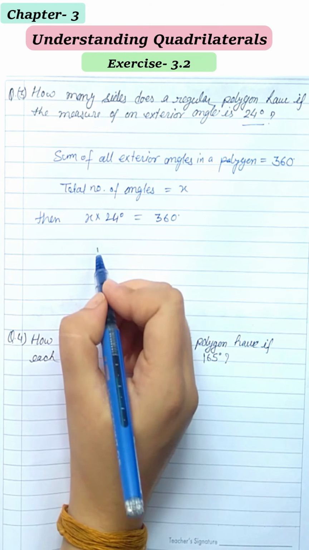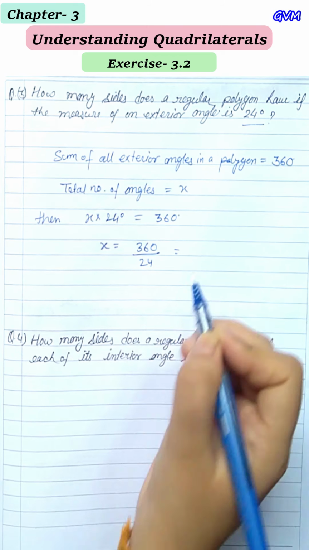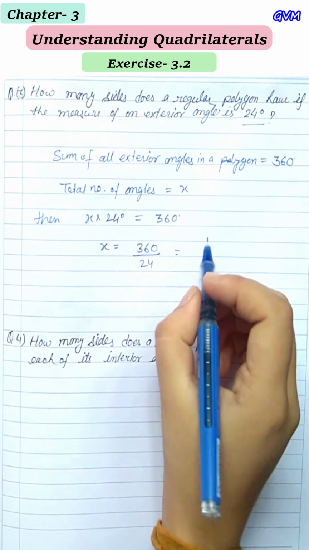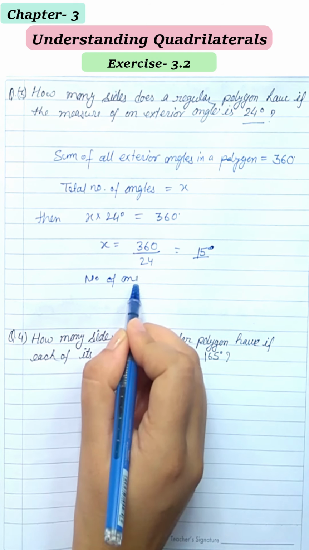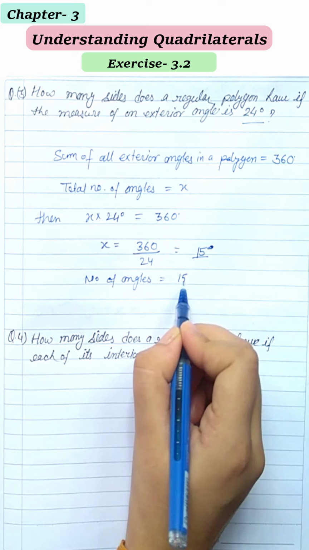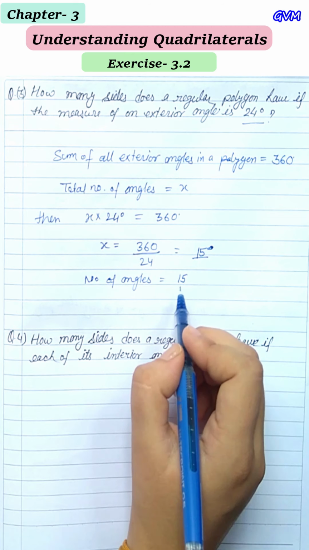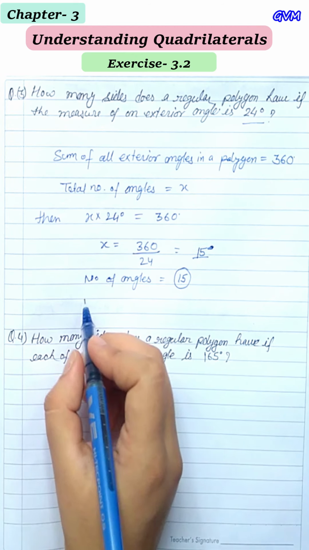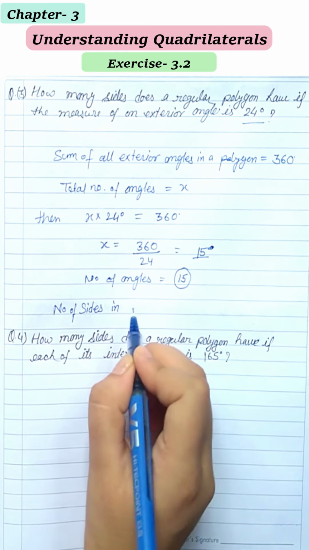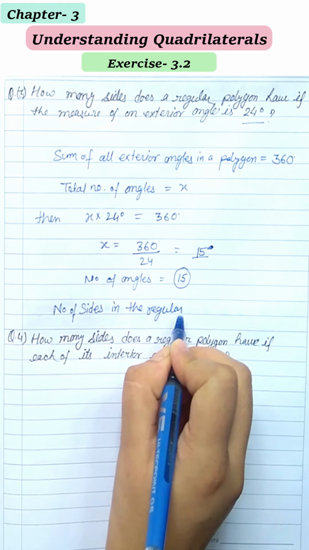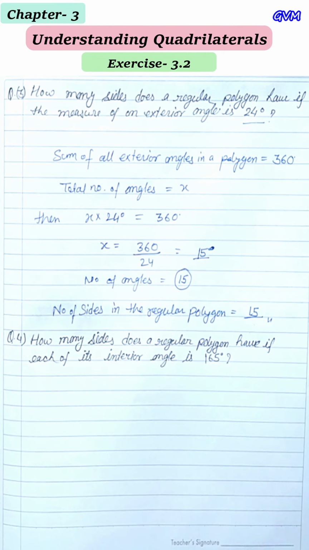Okay, so from here we can find out the x, that is 360 upon 24, and this is equal to 15. That means number of angles is equal to 15. And if there is 15 angles in a regular polygon, that means there will be 15 sides too. So number of sides in the regular polygon is equal to 15. Okay, so this is our answer.